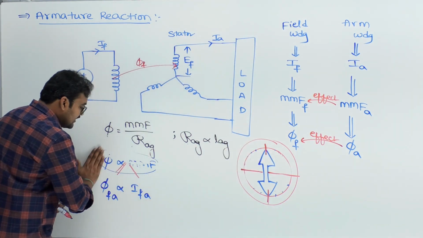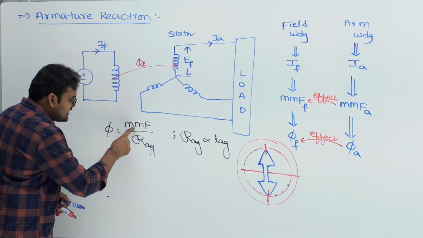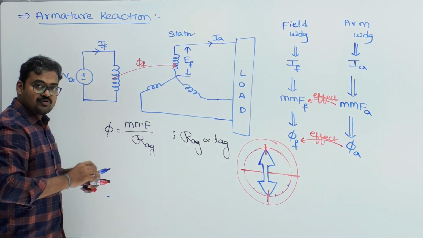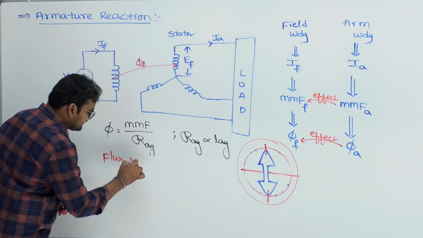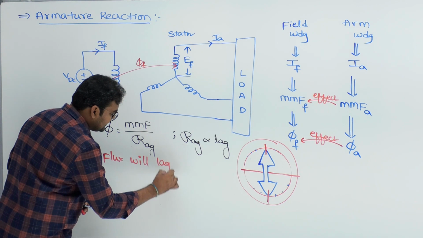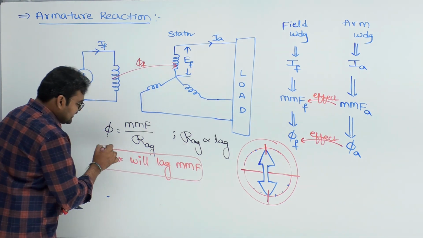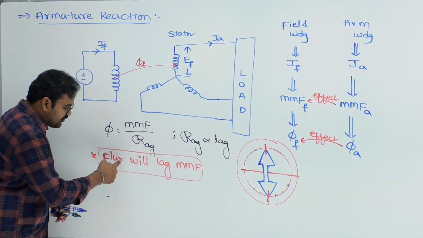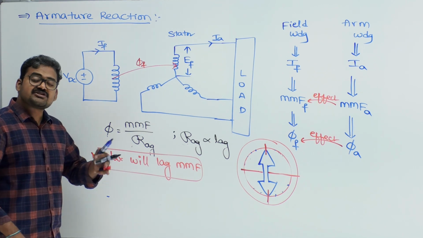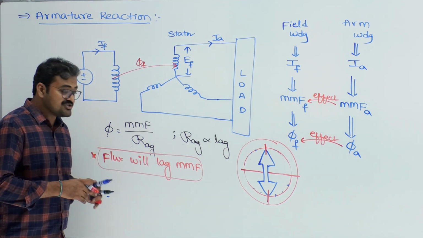That's why I can conclude that in case of a salient pole machine, MMF and flux are not proportional to each other. Always, flux will lag MMF. Flux will lag MMF. Okay. What is the reason for that? Non-uniform reluctance. Okay. We will conclude this point once we go to the two reaction theory model. But right now you need to remember this. This is the problem in which machine?